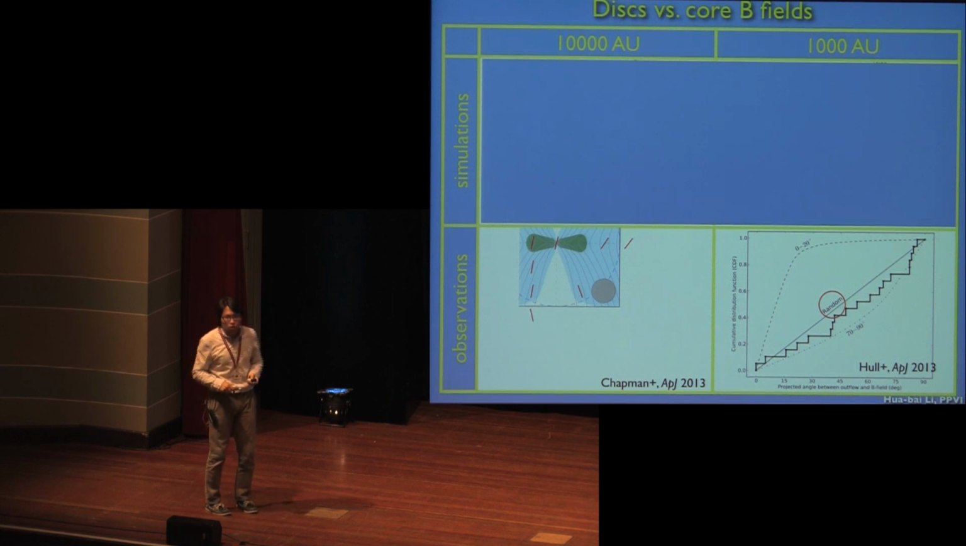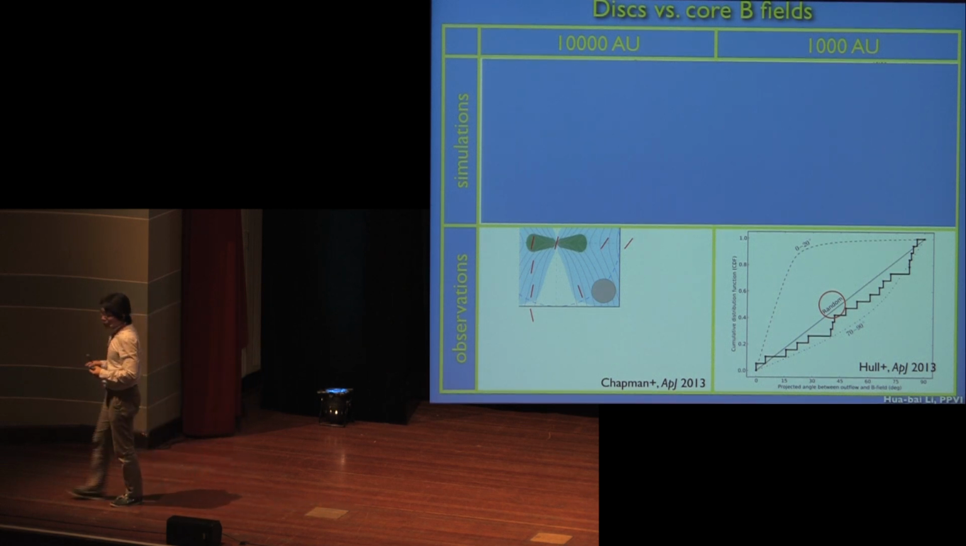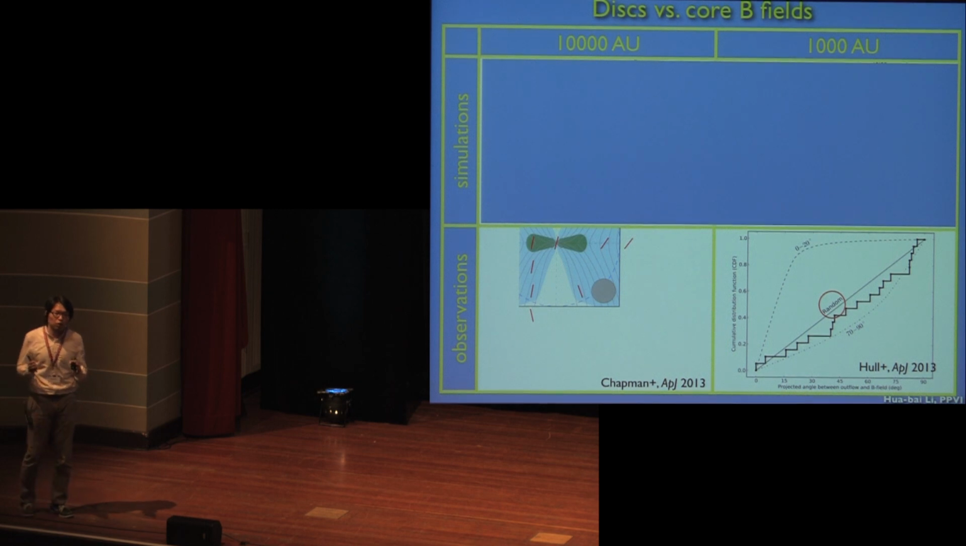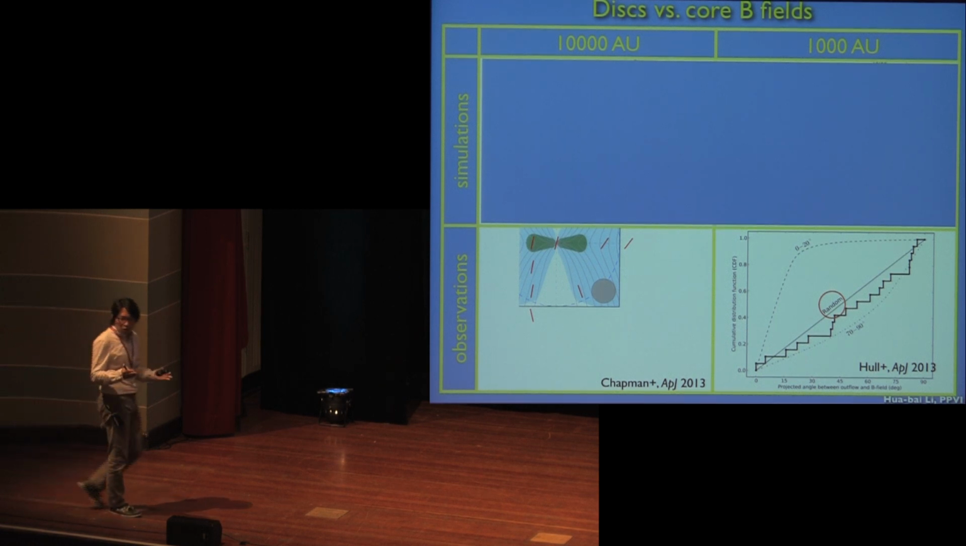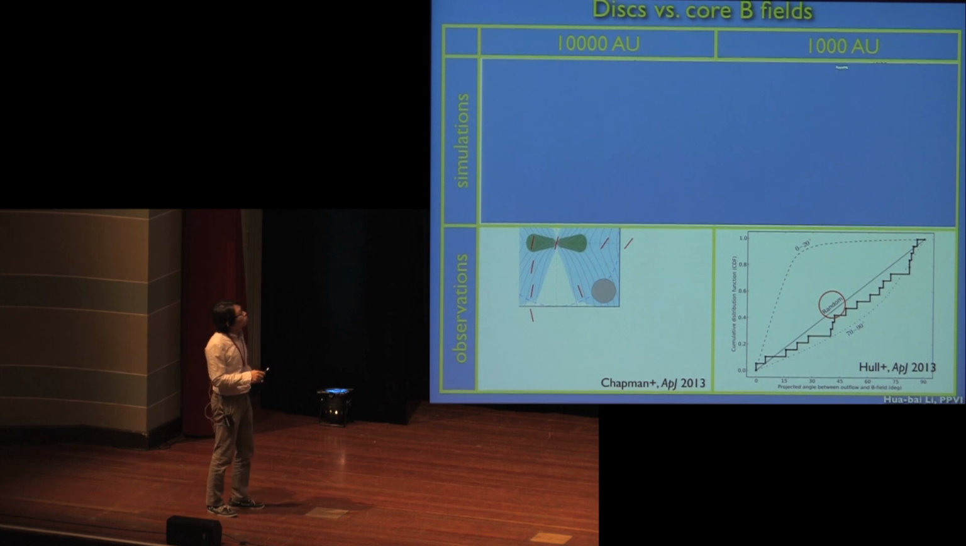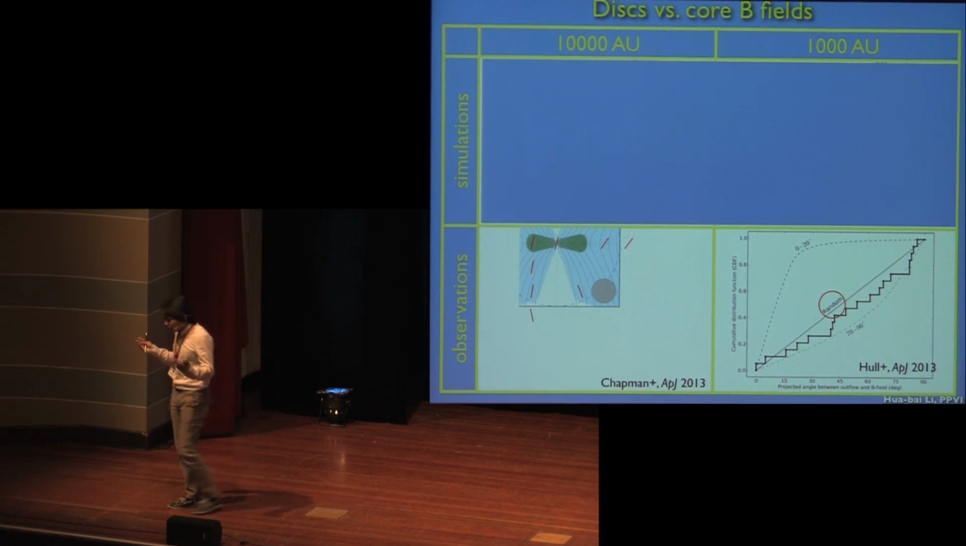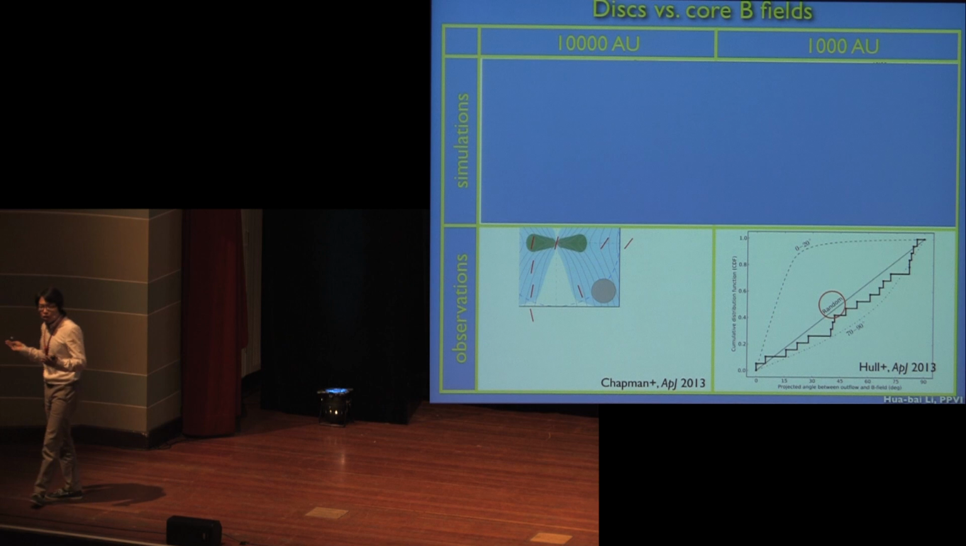This is just a recently released survey of core field orientation versus the disk orientation. They're doing this using the CSO, so for each map, the size is about 10,000 AU. Another survey released about the same time used a comma to reach much higher resolution, and they find the opposite result. At this scale, they find the polarization data is not correlated with the disk orientation. They're almost random.